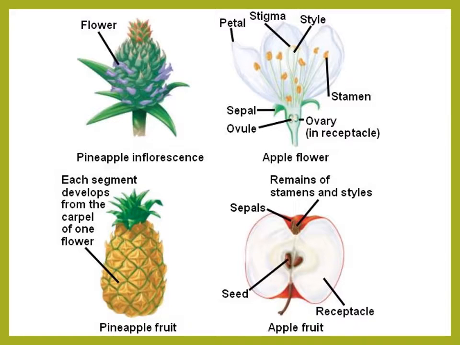For example, an apple actually shows you the little remains of the stamen and the style that are contained in what you think is the bottom of the apple, but the truth is that's actually the top. That's where the top of the flower actually was.